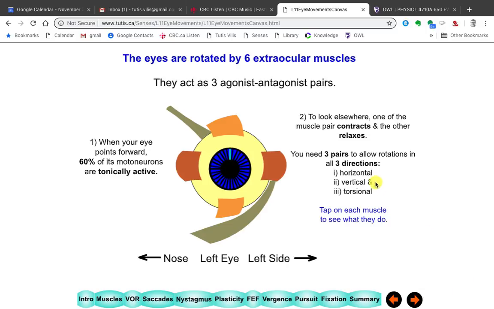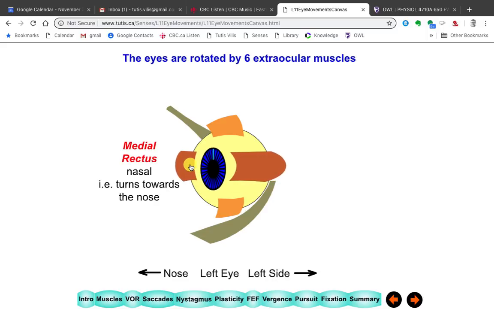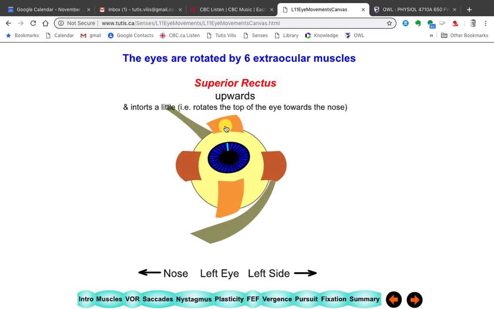There's one that works horizontally, ones that work vertically, and ones that work torsionally. We'll find out what torsional is in a moment. So here, this eye muscle is called the lateral rectus. That's because the nose is over here, and this is the side of the head. And it turns the eye away from the nose. This one is the medial rectus, and it turns the eye nasally or towards the nose. This muscle is the superior rectus, and it turns the eye upward.